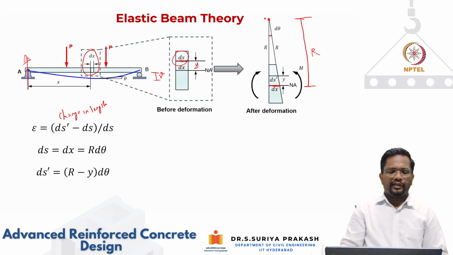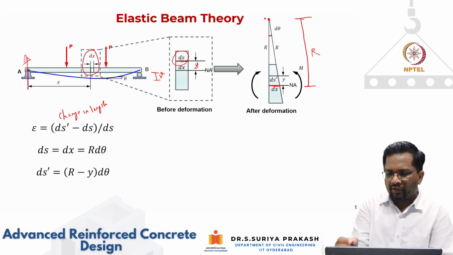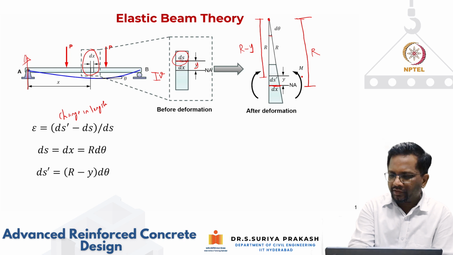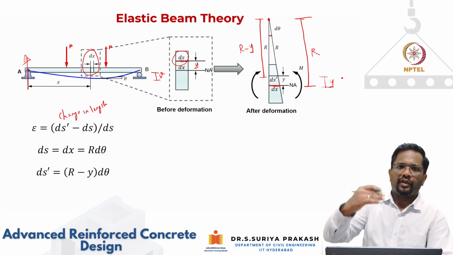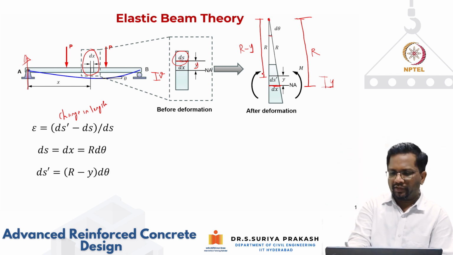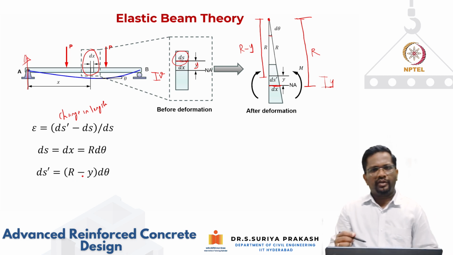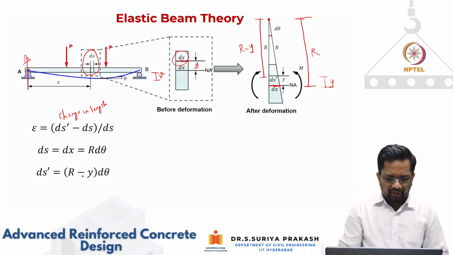Now what is ds prime? Similarly, if you look at it, from here to here, what is the distance? Which is nothing but r minus y, because this is the distance we have taken. This is the distance which is y from the neutral axis. I am taking the fiber at a distance of y. So the ds prime from this location is going to be r minus y. Ds prime can be written as r minus y into d theta, right?